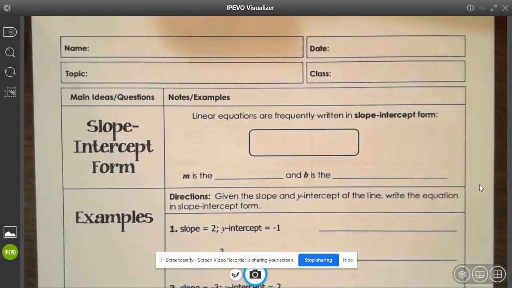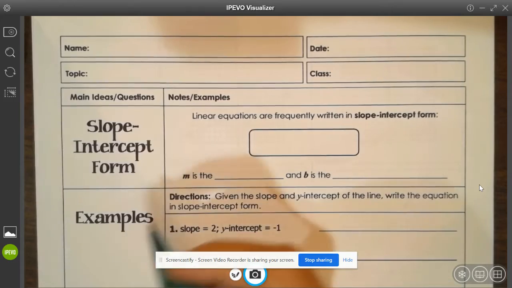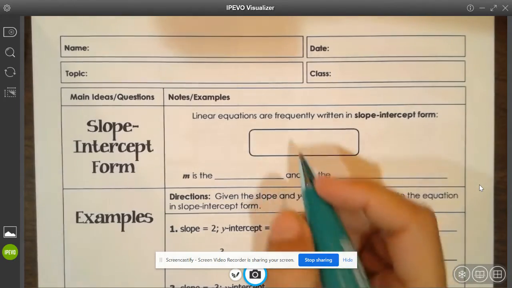Hey students, so last week we were working on finding the slope of a line when you have a graph. Now we're going to start with linear equations and finding the slope in a linear equation and the y-intercept. So take notes of this, guys.